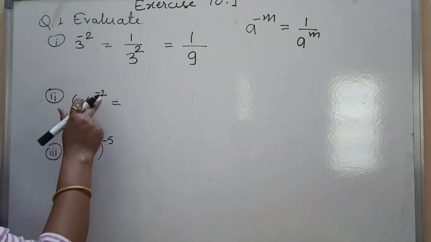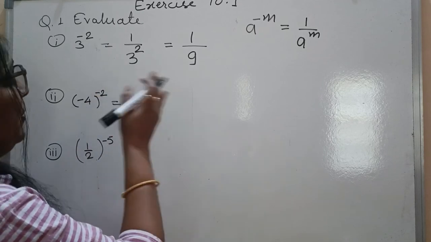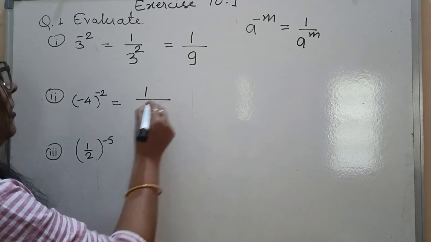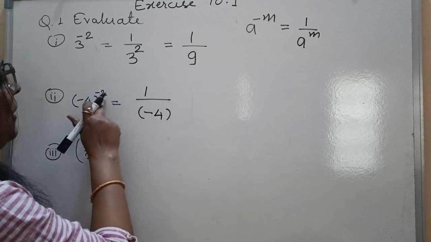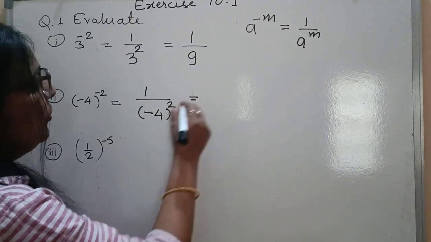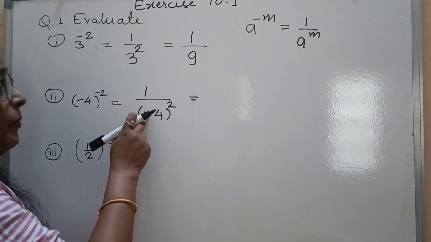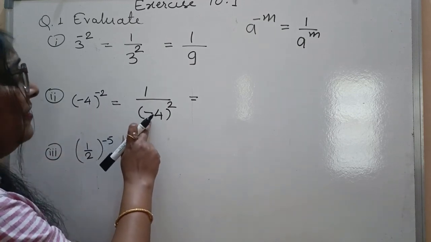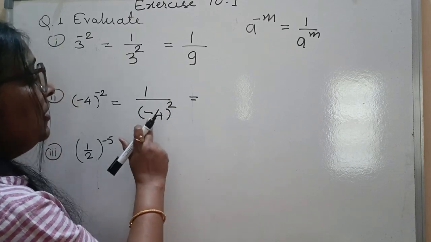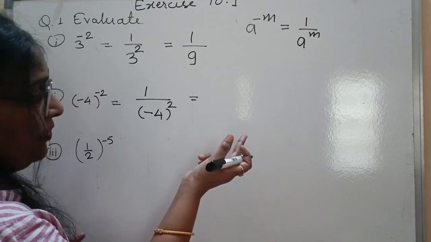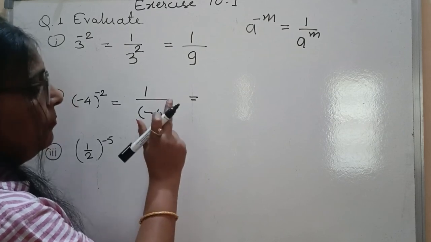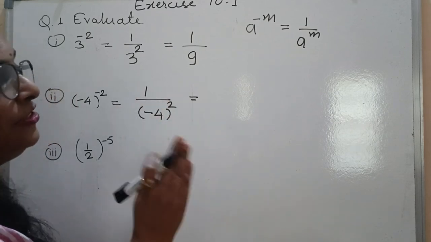Next, minus 4 raised to minus 2. Again you are making this power negative to positive by this law. So 1 by minus 4, this minus 2 will change to plus 2, that is minus 4 square. So here, now again about sign I want to tell here. If minus sign carrying number is here, minus sign, and power is even number, then minus sign change to positive. Okay, and if minus sign but power is odd number, then minus sign remains as it is minus.